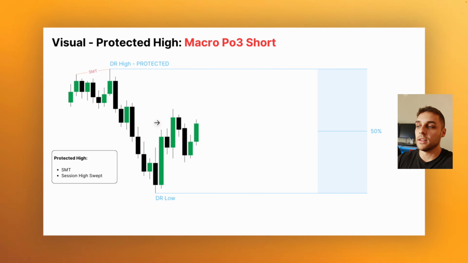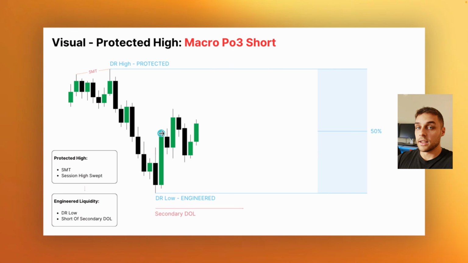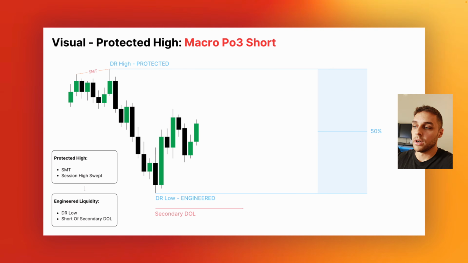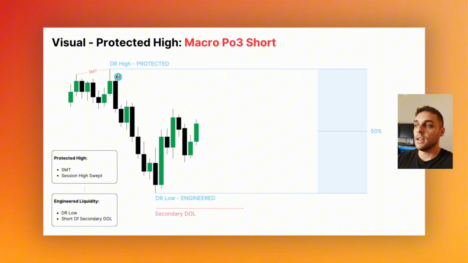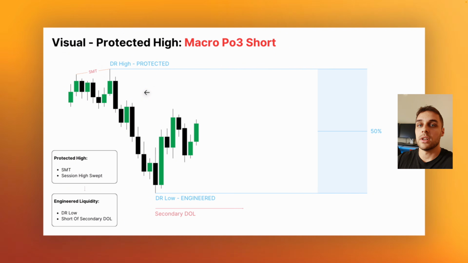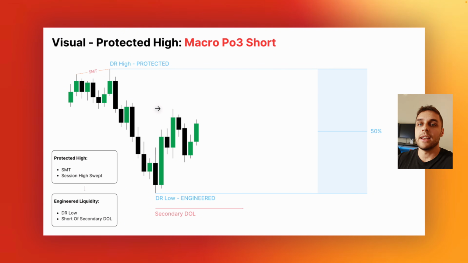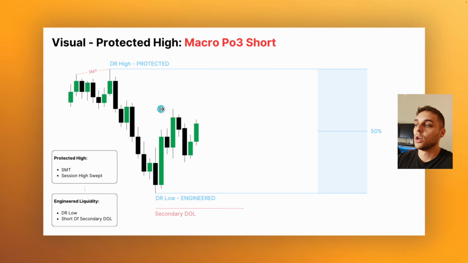So now we're looking at the dealing range low. Let's continue forward. I've added onto this chart right here a secondary DOL, secondary draw on liquidity. So we not only want to see this high be a protected high with an SMT or a session high being swept, we also want to look for our continuation cause, our reason why price should deliver lower.